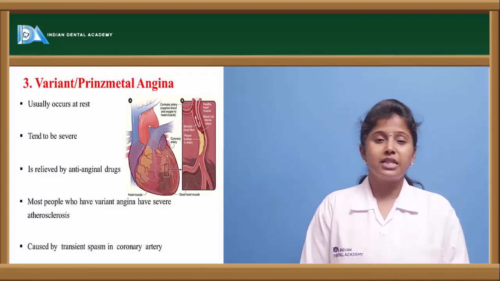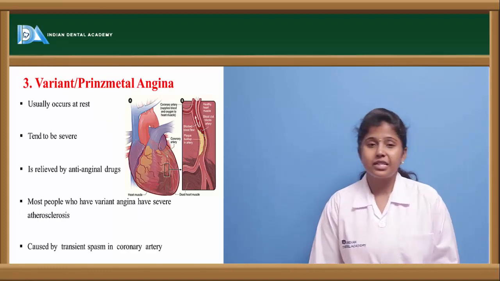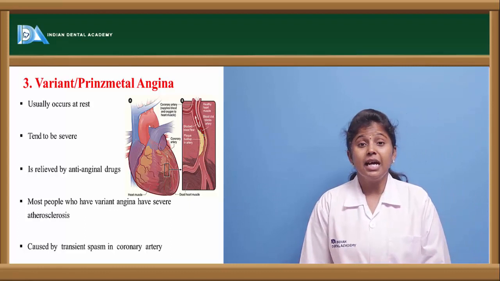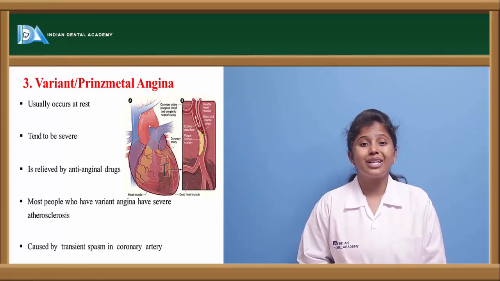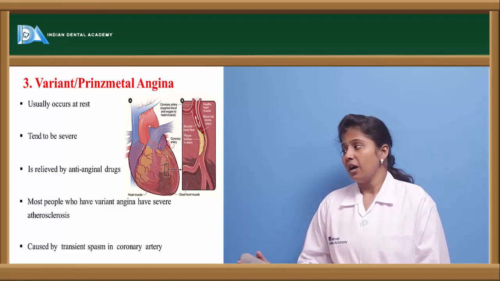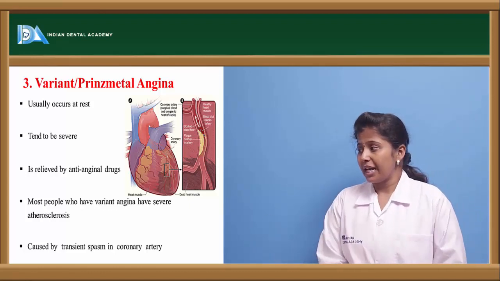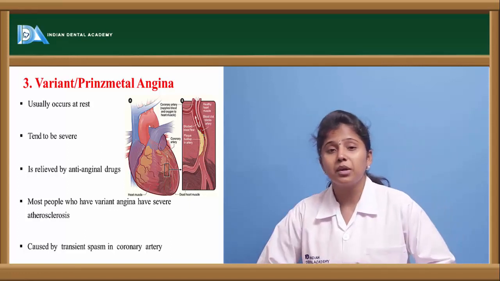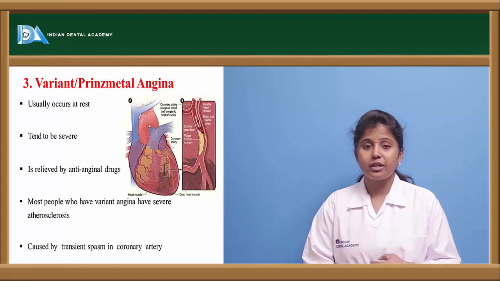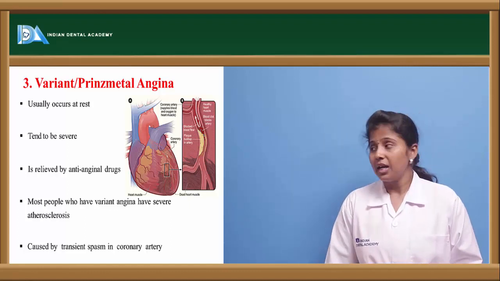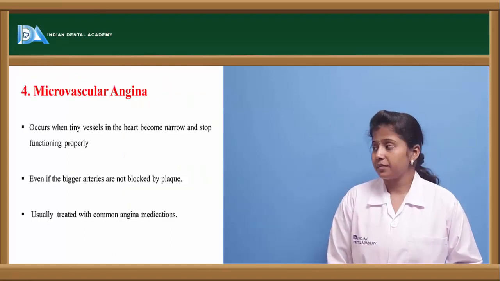The other type of angina is variant angina or prinzmetal angina. This type of angina also occurs at rest, and we have to observe these kinds of patients because we cannot say when this chest pain can occur. It should be relieved only with anti-anginal drugs, and this can be seen in most people who are prone to atherosclerosis. In severe atherosclerotic condition, if there is narrowing of the blood vessel, then this variant or prinzmetal type of angina can be observed.